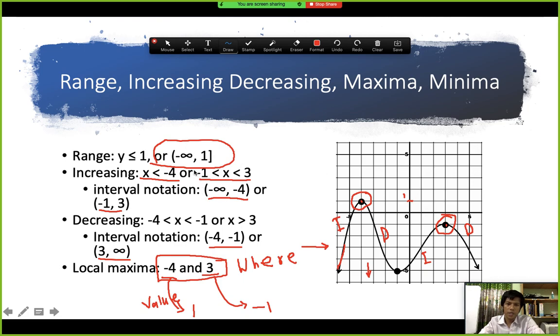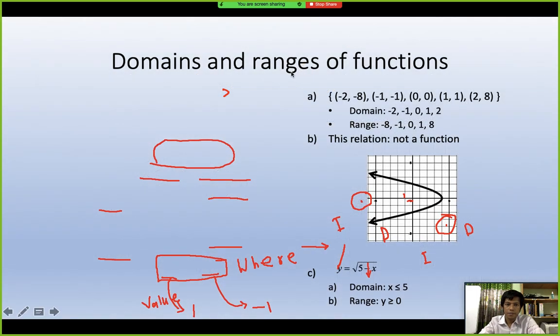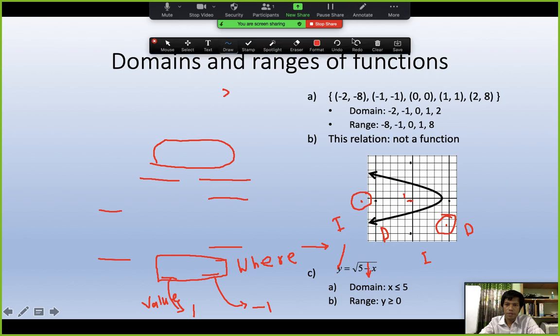So this part is finding from the graph the range, increasing, decreasing, maximum, minimum, etc. I should give a comma here. Anyway, then we have this part.